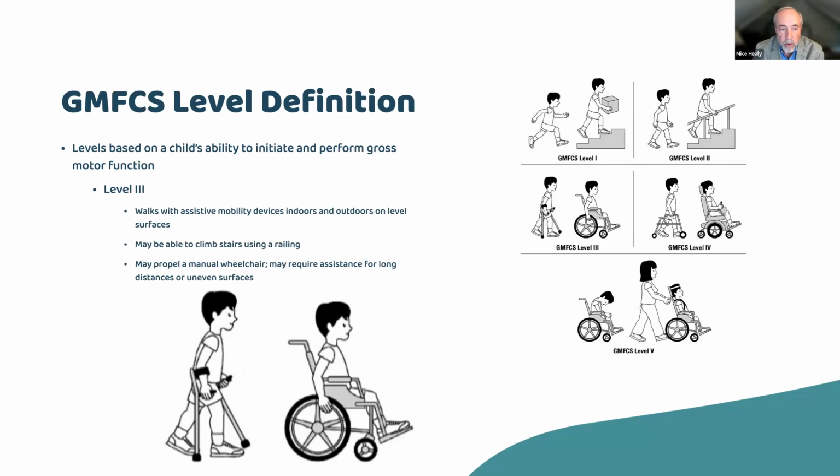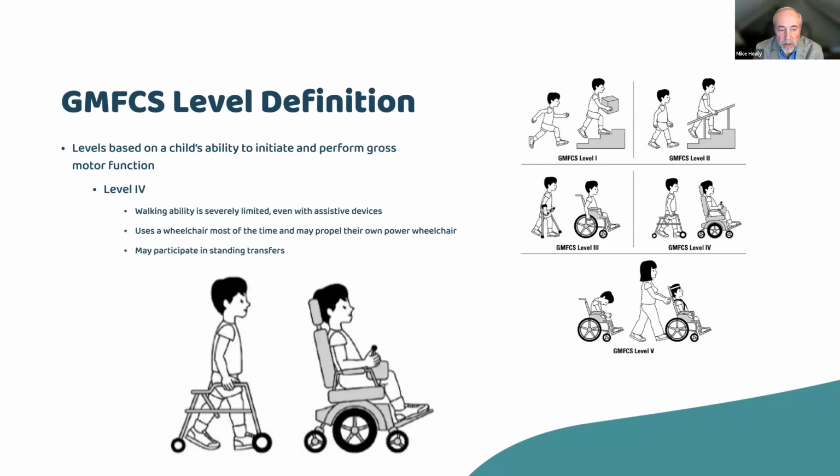When we get to GMFCS level 3, typically some level of assistive device is needed. They may be able to get up and down stairs using a railing, but not always. They can probably propel a manual wheelchair, which will be very helpful for longer distances or on uneven surfaces that may be very challenging to them.